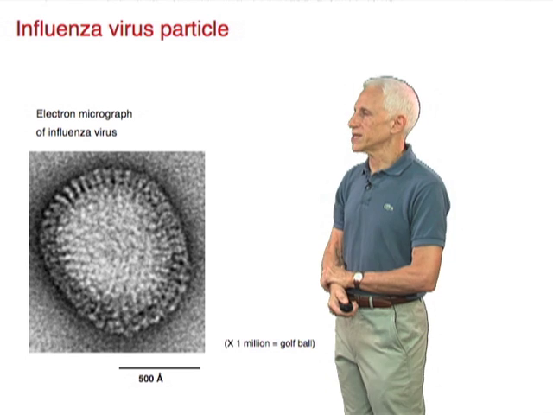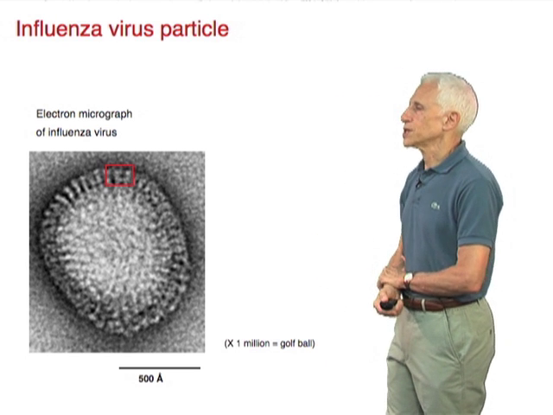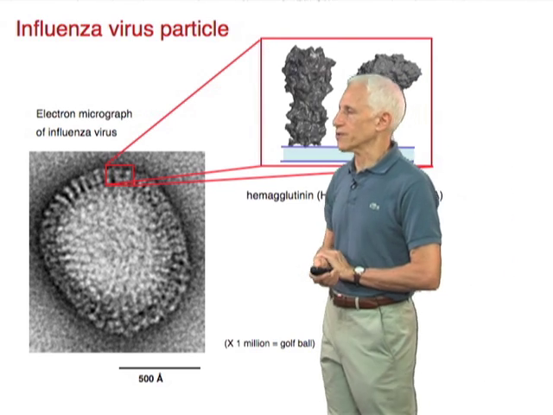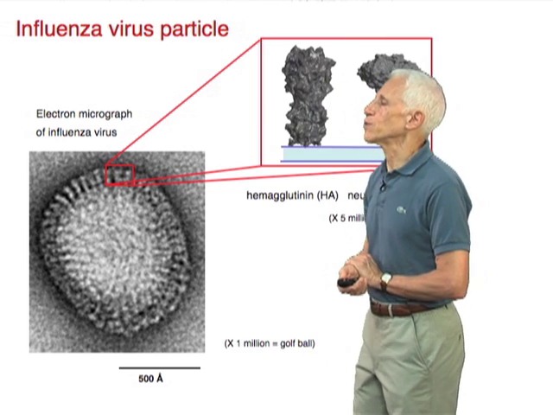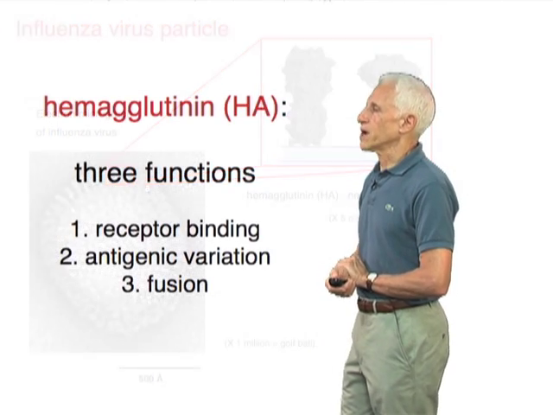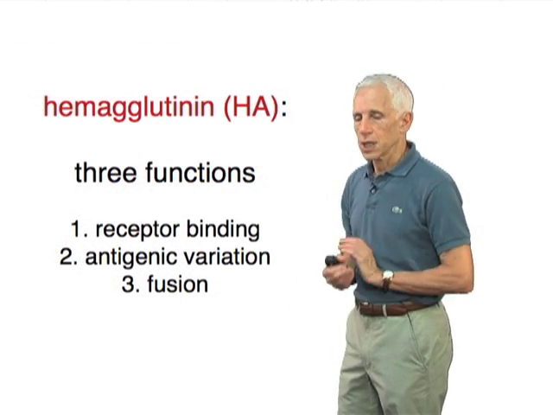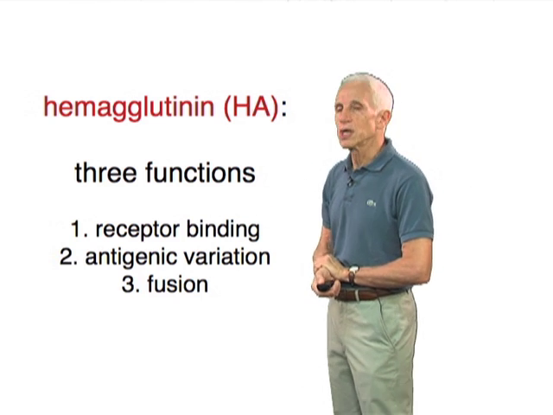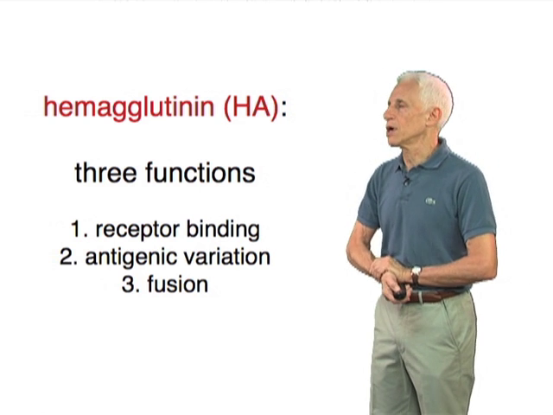In the case of influenza, the protein hemagglutinin sticks off of the surface of the virus along with another protein, an enzyme called the neuraminidase, and we won't talk about that today. The hemagglutinin is a trimeric structure, as I suggested, with three functions. It binds the virus to its receptor. The receptor is sialic acid on glycolipids or glycoproteins on the surface of the target cell.